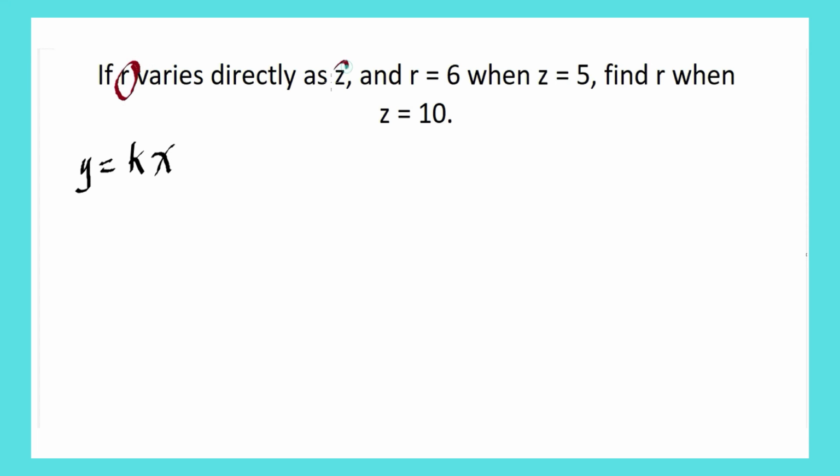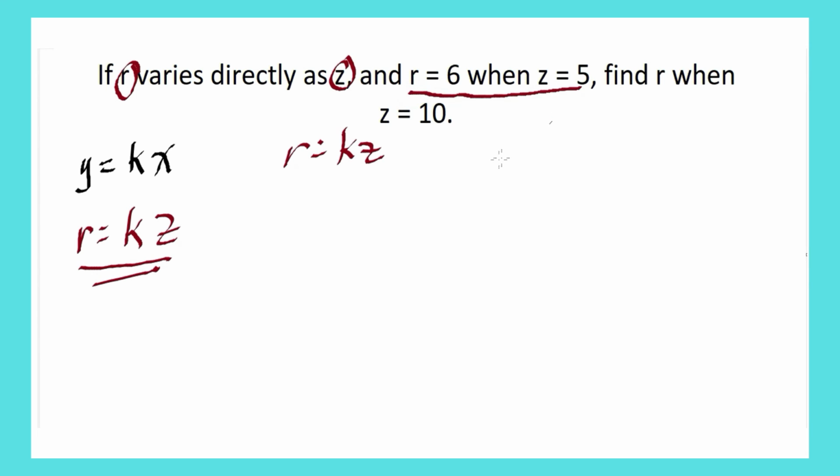So what comes first, r or z in the statement? Very good, r. So you are going to replace y by r, keep k, and our x, we are going to replace that by z. So our equation is r is equal to kz. All right. And then we are going to use this equation on the first situation, where the values of r and z are given.